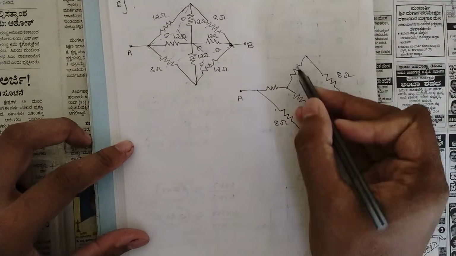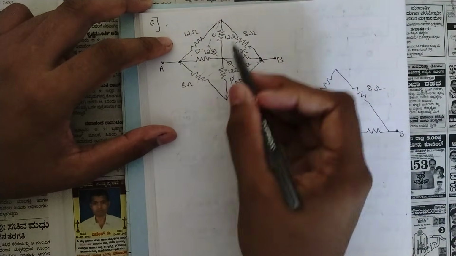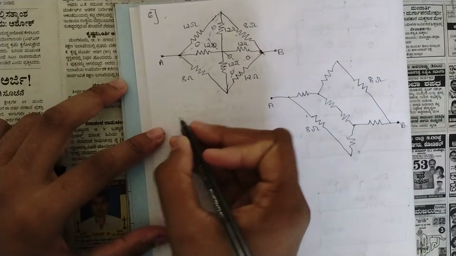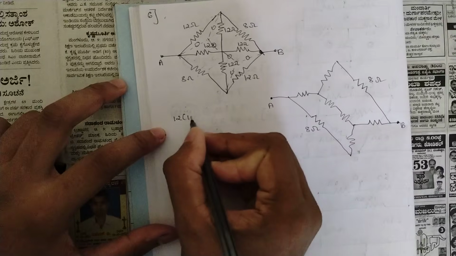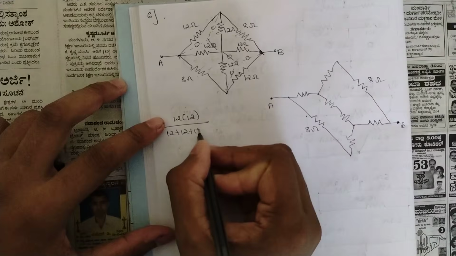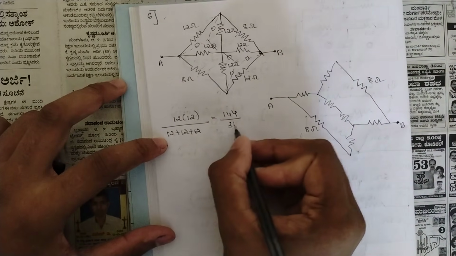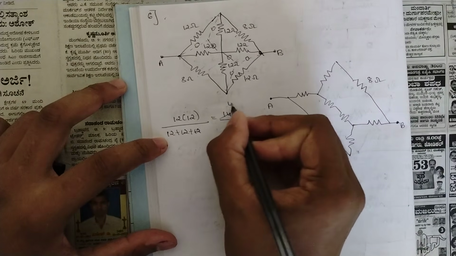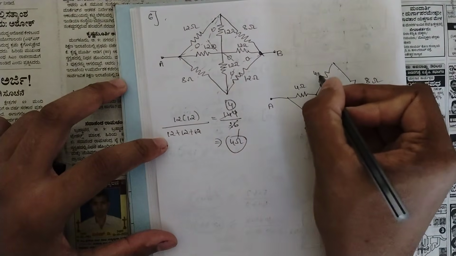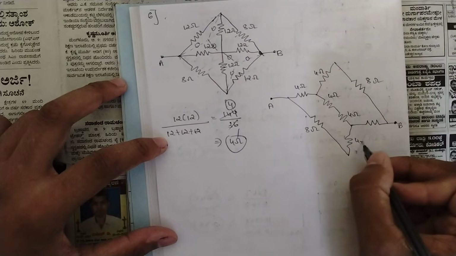So here the values of these 3 and these 3 resistances are 12, 12, 12, 12, 12, 12. So we can say that all the values are the same. Delta to star, we know the formula, that is 12 into 12 divided by the sum of all the 3, 12 plus 12 plus 12. 12 12s are 144 divided by 36. 36 4s are 144. Our answer is 4 ohm for all the values, since all the resistances are the same.